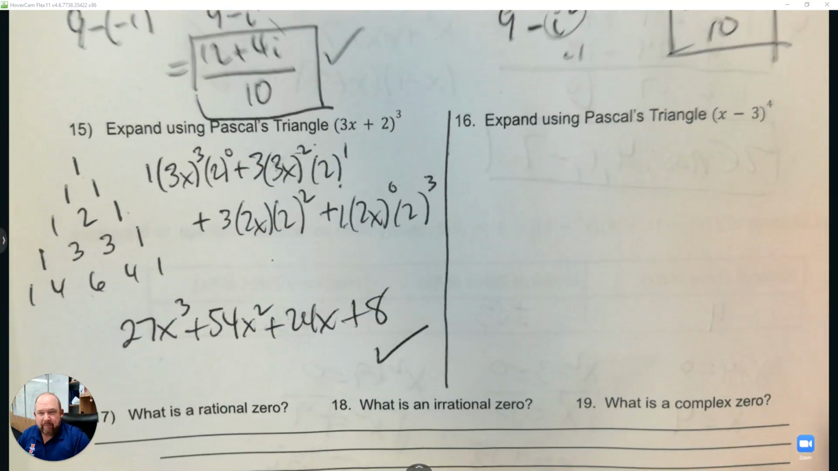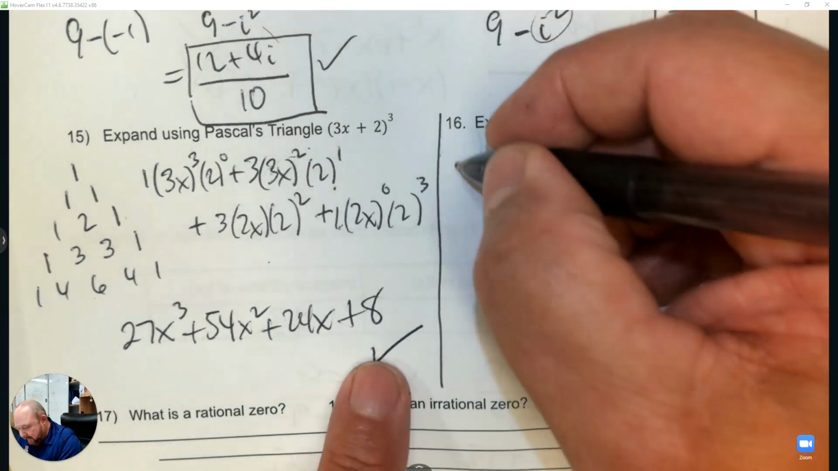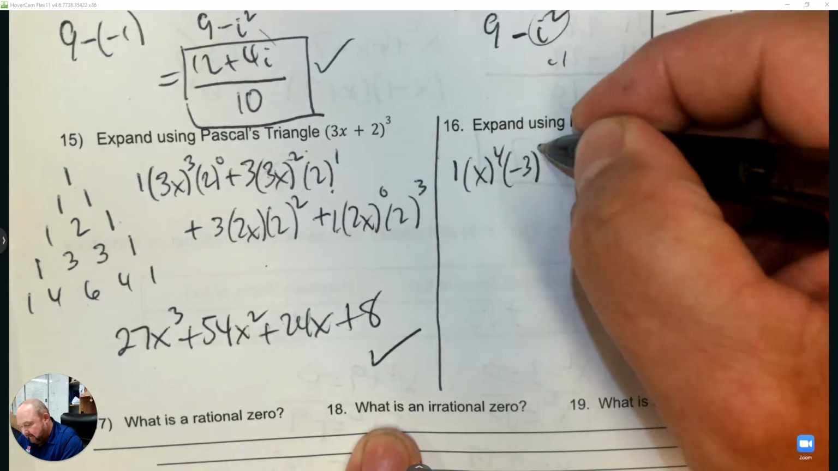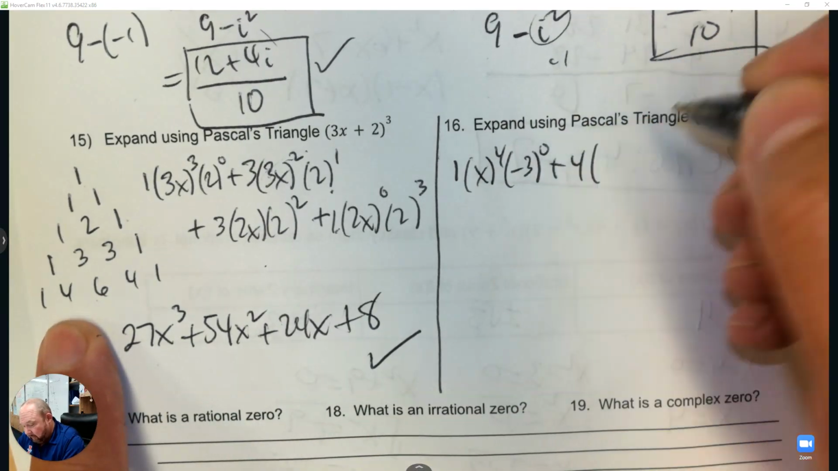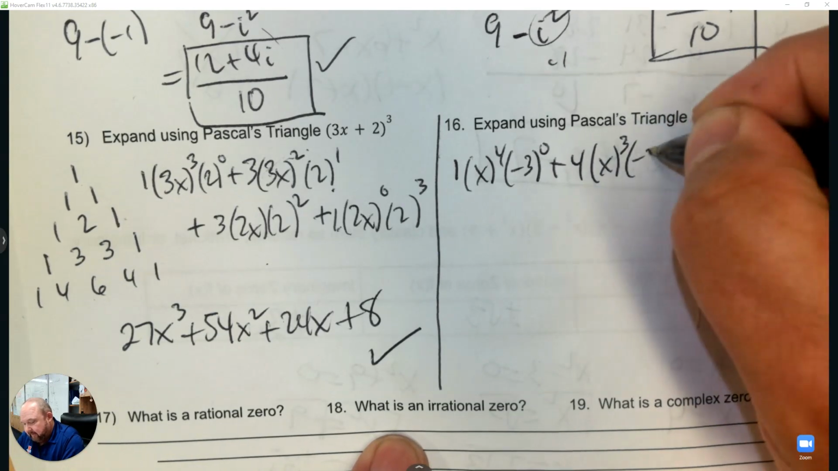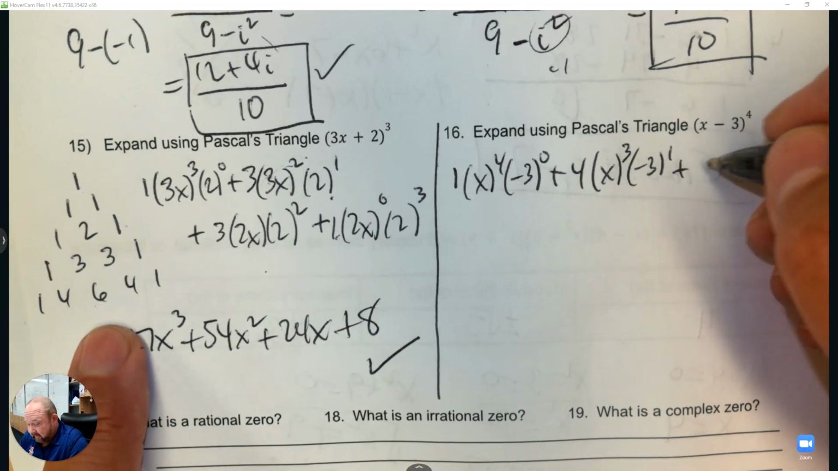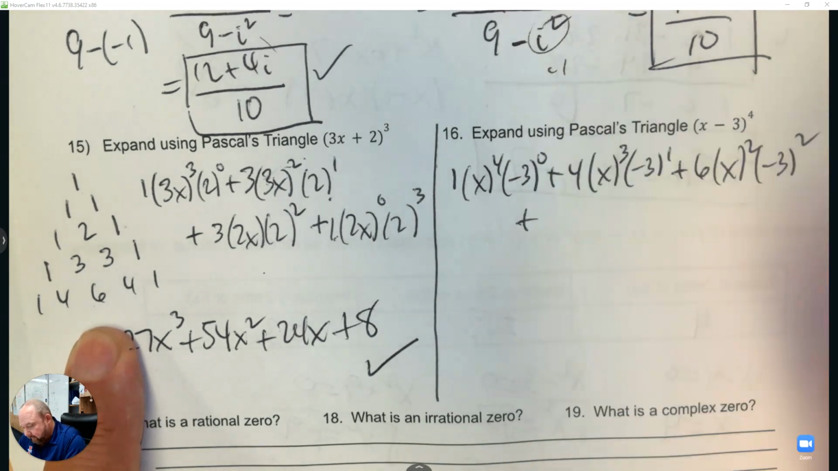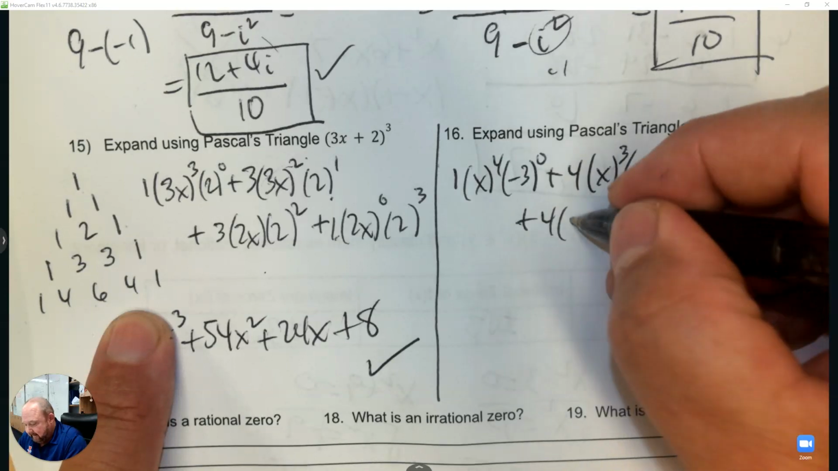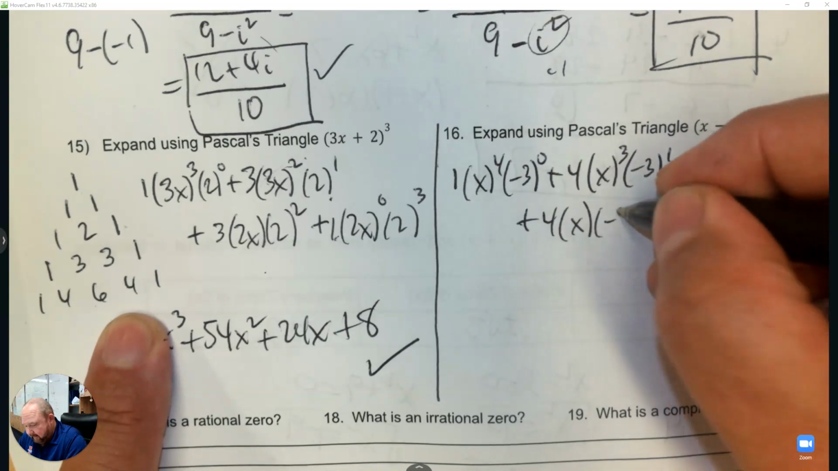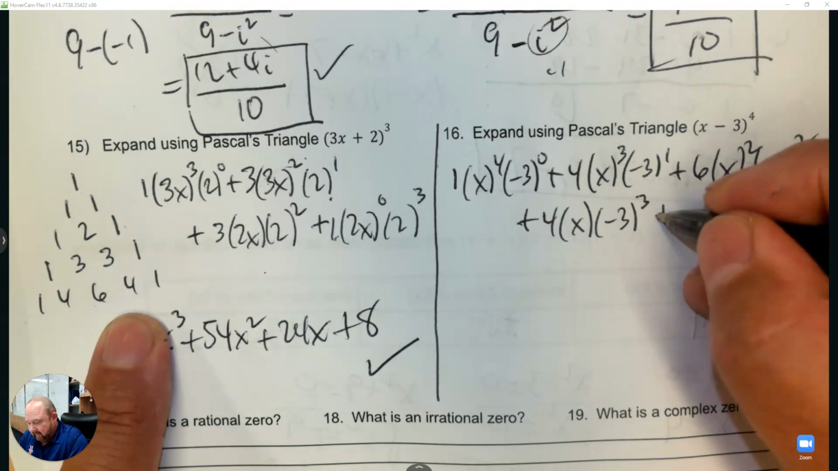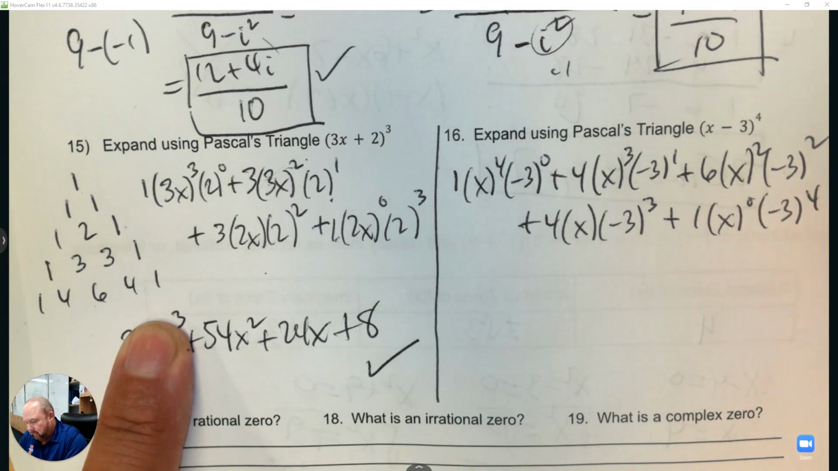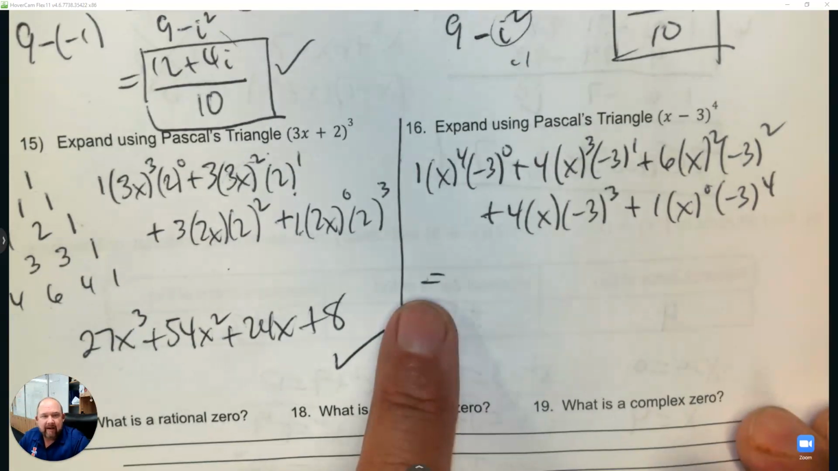All right, last one there for Pascal. We're going to use the bottom row. So follow the pattern. 1, we start with Pascal's triangle, then x to the 4 and negative 3 to the 0. And then the next number in the triangle, 4. And then x to the 3 and negative 3 to the 1. And then 6, x squared and negative 3 squared. The next number is 4. Again, x to the 1 and negative 3 to the 3. And then the last pattern, 1 and x to the 0 and negative 3 to the 4. And then we simplify each one and have our answer.